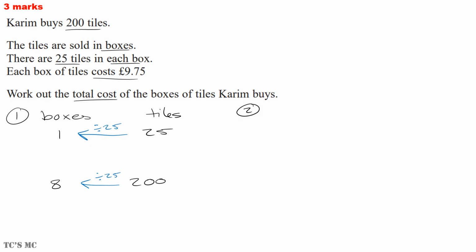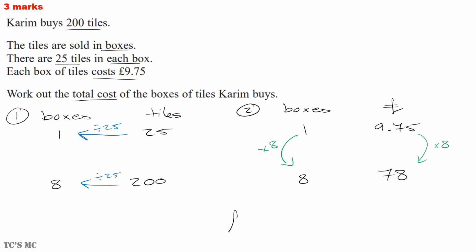Step 2, we need to work out the cost. We have boxes and we have cost. One box is £9.75. Remember, always start with what you know. Kareem is buying 8 boxes. To go from 1 to 8, we need to multiply by 8. Do the same on this side. We now have our second mark. That gets us 78. And for writing 78 as our final answer, we have our third mark.